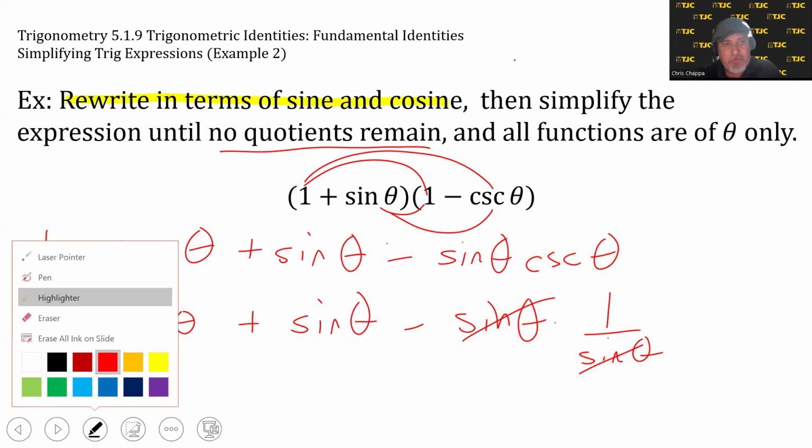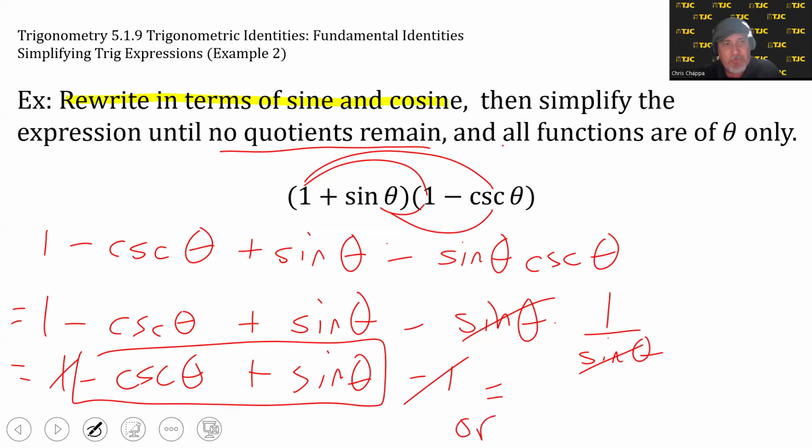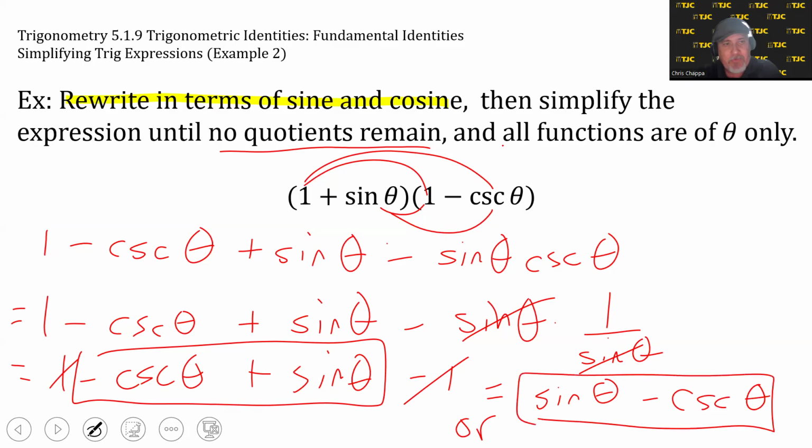After converting the second cosecant into 1 over sine and canceling, we're left with 1 minus cosecant theta plus sine theta minus 1. Well, the ones cancel, so that's good. And we're left with negative cosecant theta plus sine theta, which is a perfectly acceptable answer. But when you're writing a sum or a difference and one term is positive, one term is negative, it just looks cleaner to put the positive one first. But the best answer to simplifying this expression is sine of theta minus cosecant of theta.